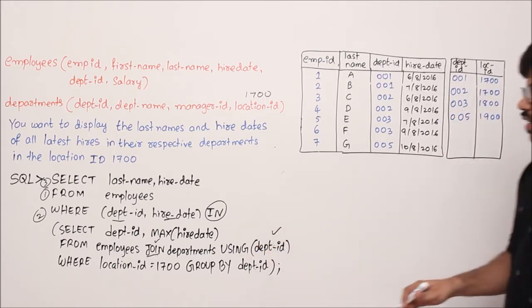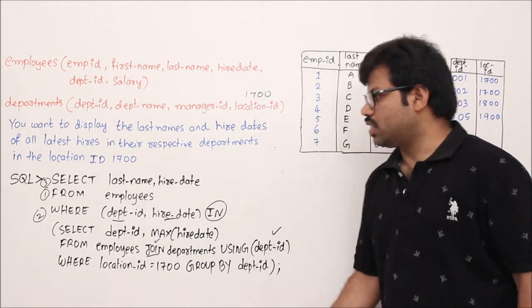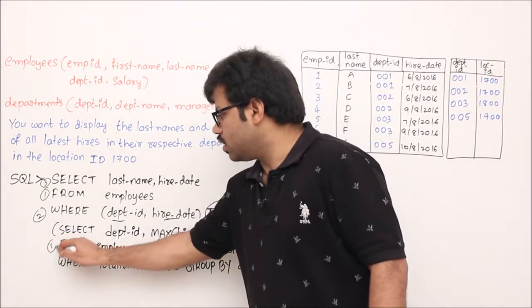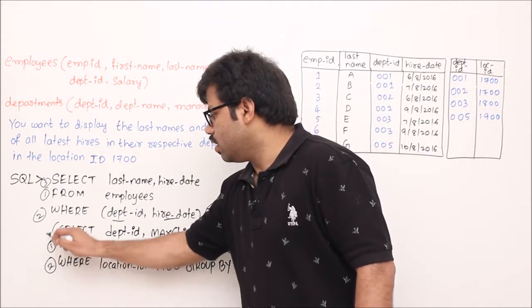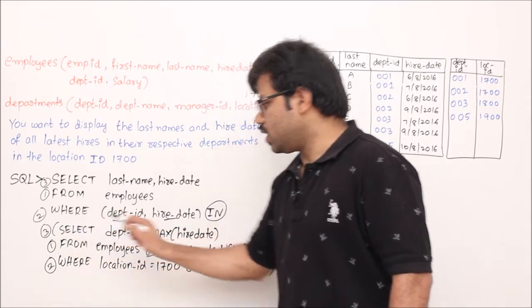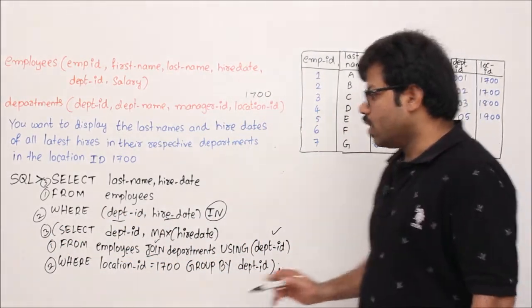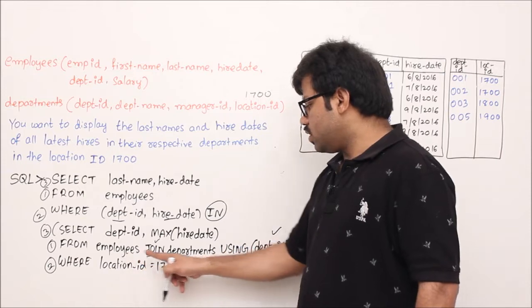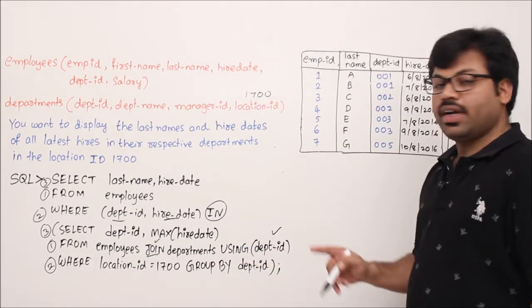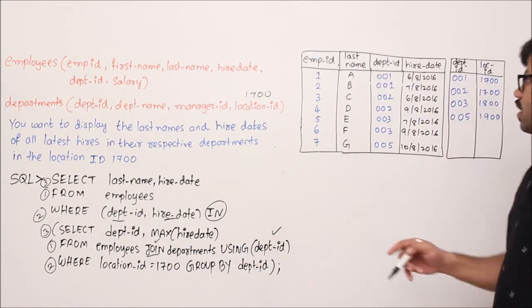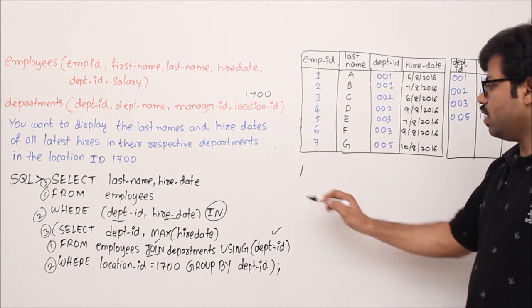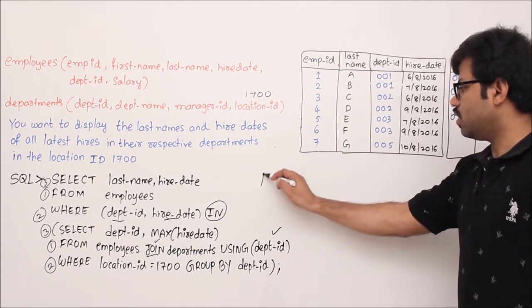What is this query saying? From employees. So step number 1, from employees. Step number 2, where condition. Step number 3, select clause. I am just focusing on the inner query. So step number 1, employees joined with departments using department ID. Please match department IDs. So what is the result of this join?